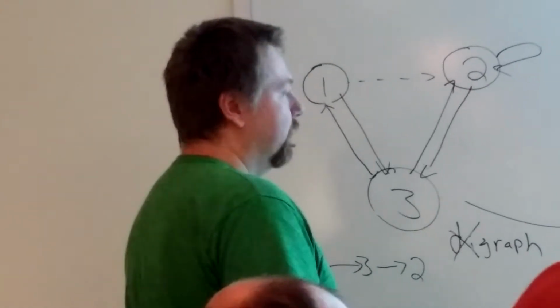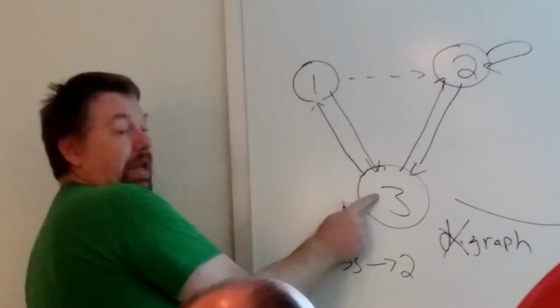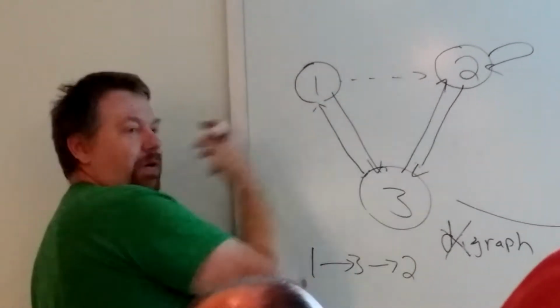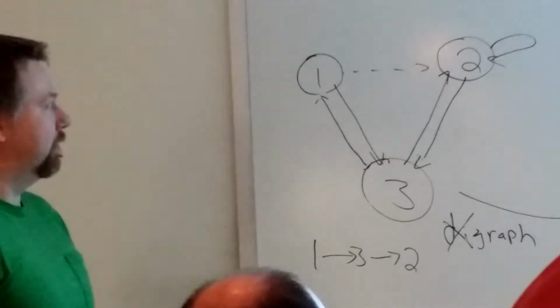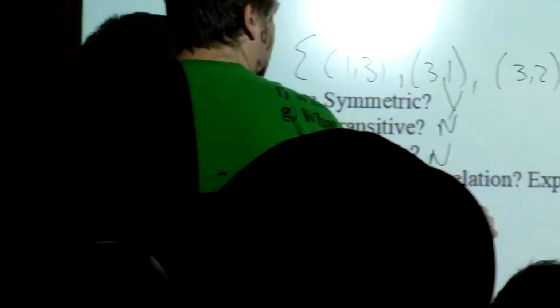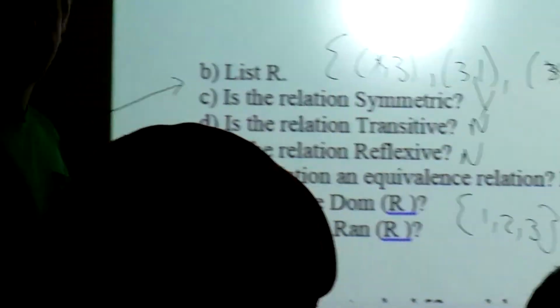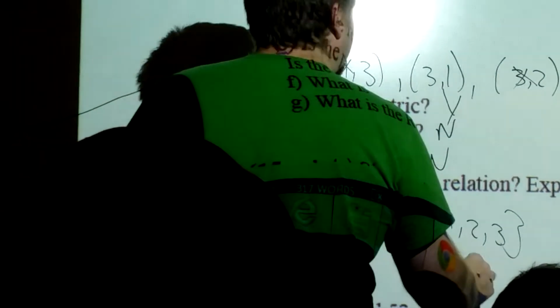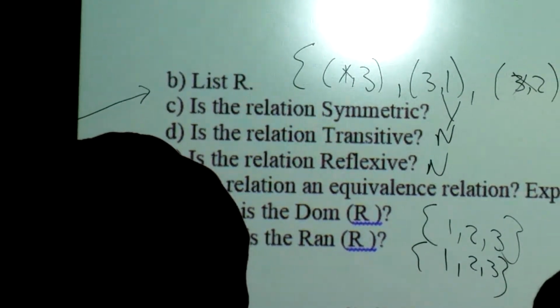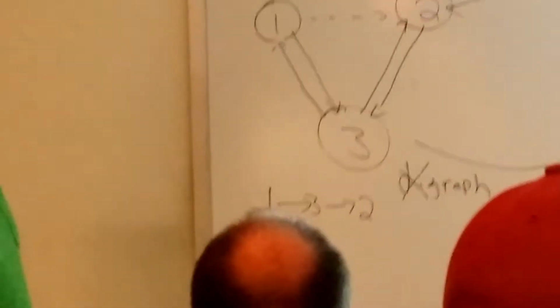Could you explain one more time why that's not transitive? It's not transitive because 1 points to 3, so it needs to point to everything that 3 points to. So, no. What's the domain of this? 1, 2, 3. That's the x values, right? And the range? 1, 2, 3. Yeah, I'm trying to create a problem where it wasn't the same every time. Good try. Now I think that every time it's going to be all the numbers.